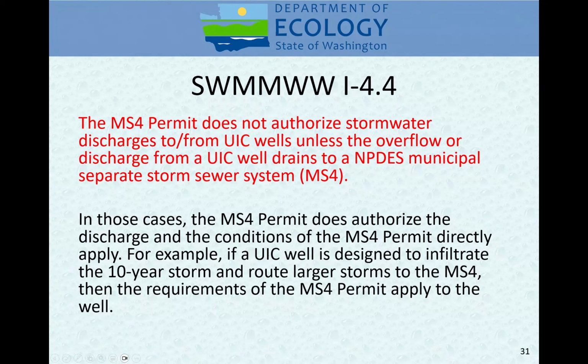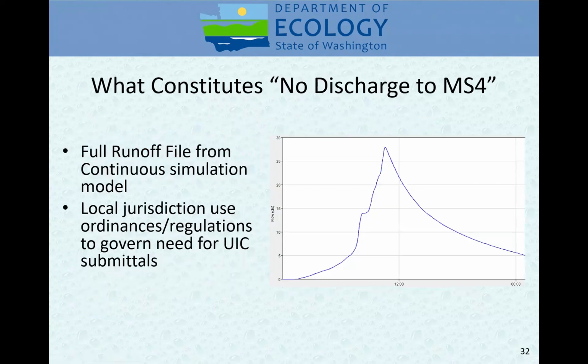So we sat down and scratched our heads and came up with a decision. Over here in Western Washington, everyone is using WWHM or MGS Flood to calculate the amount of runoff and how much is going into the ground and how much is bypassing. So if the entire runoff file from the continuous simulation model goes into UICs on your project, then that project is governed by the UIC rule and not by the municipal permit.